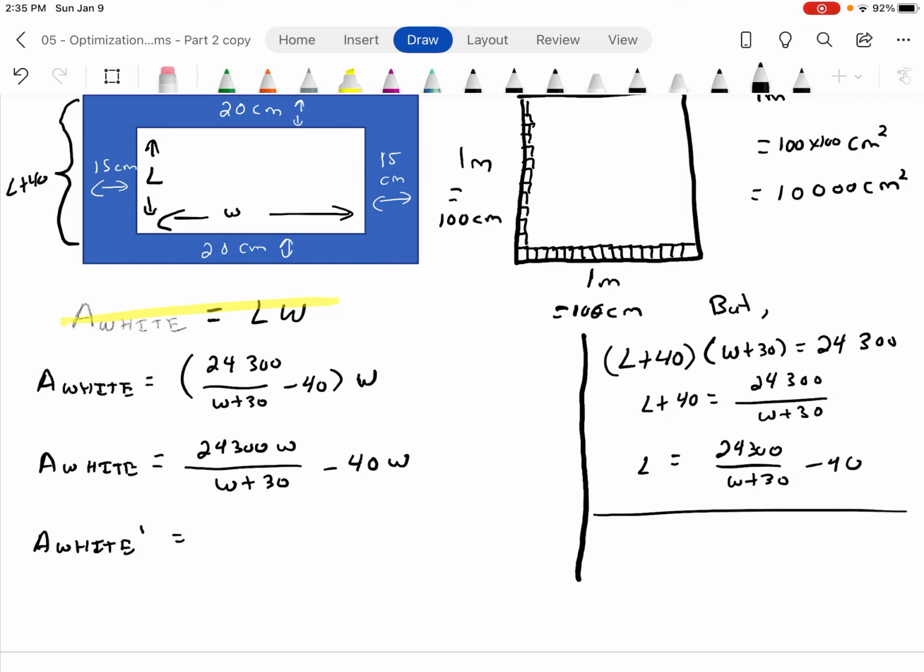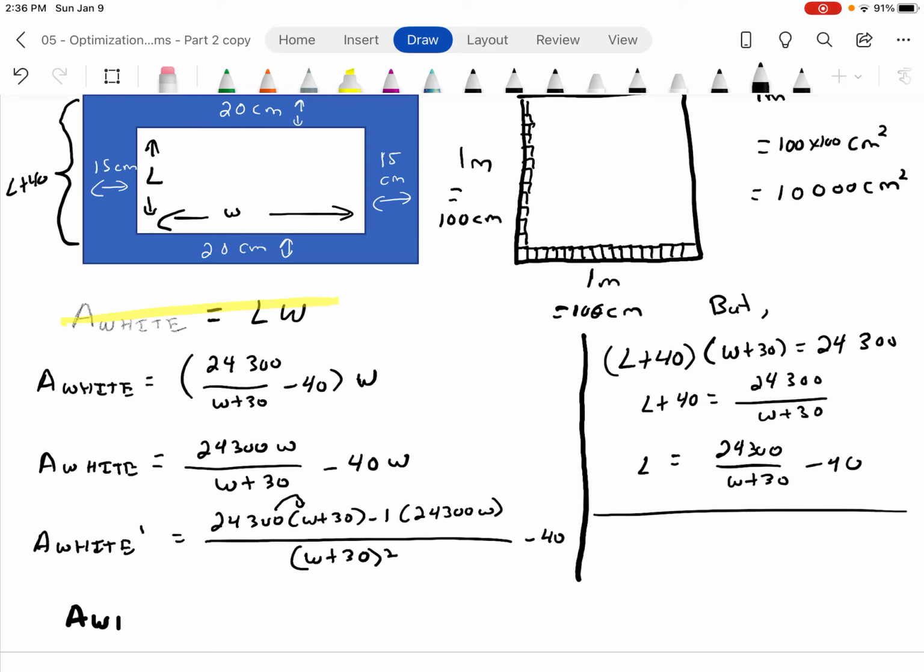So the derivative of this: derivative of the top times the bottom, minus derivative of the bottom times the top, all over the bottom squared. And then the derivative of that second term, minus 40W, is just minus 40. And I'm going to tidy that up a little bit. When I multiply the 24,300W in the brackets, it will immediately subtract 24,300W because of that other piece there.